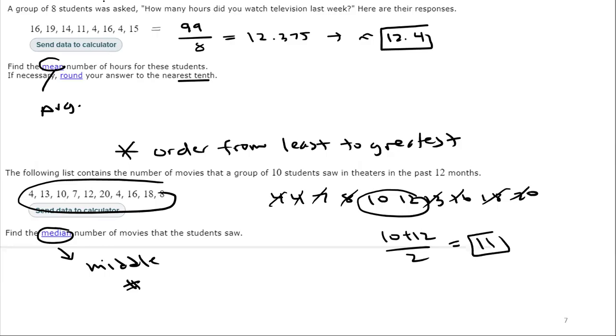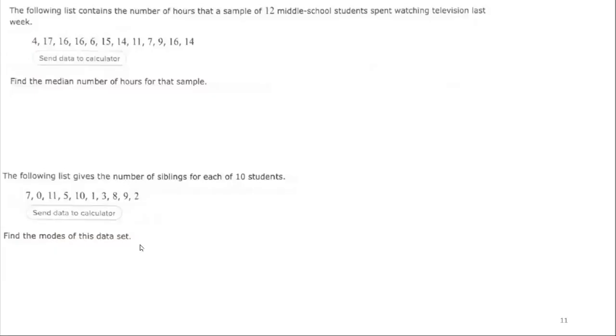Now, if it was an odd number, that's easy. We can find the middle number quickly. But if there's an even number of items, then we have to find the average of the two in the middle. Okay, let me pause there for a second. I'm on slide 11 right now.